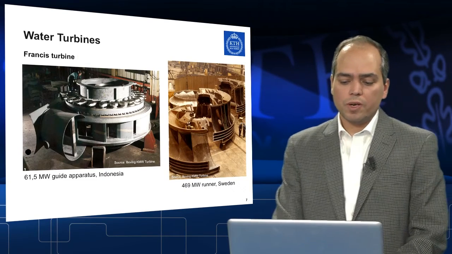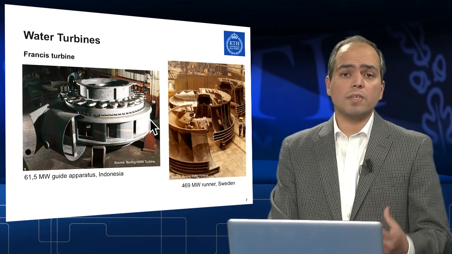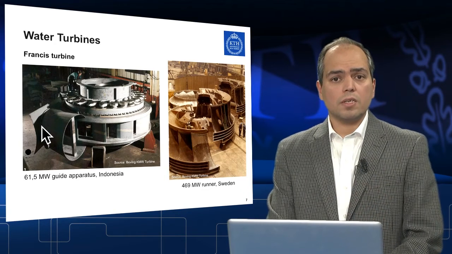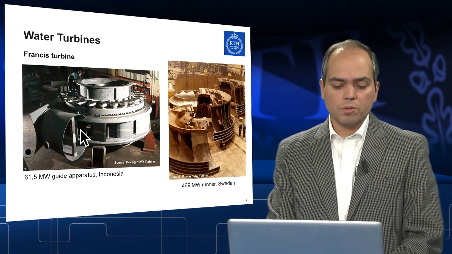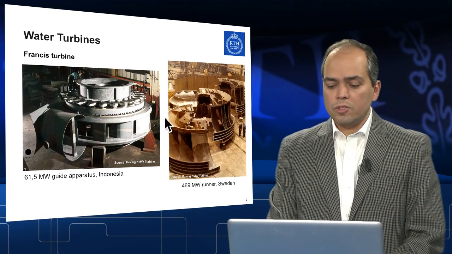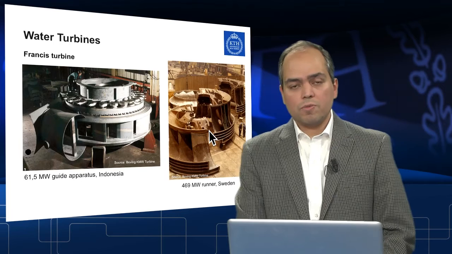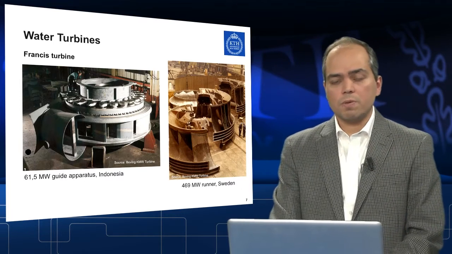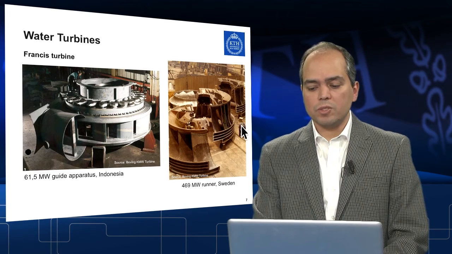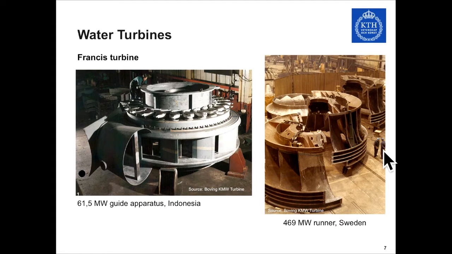These are photos of different runners. It's good to have a sense of the size and the magnitudes of the power production. So this is almost a 62 megawatt runner, which looks like this size. On your right side, you could see a 400 or 469 megawatt runner blade in Sweden, and then compare it to the size of the people that are standing next to it.